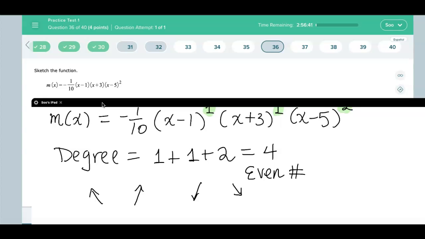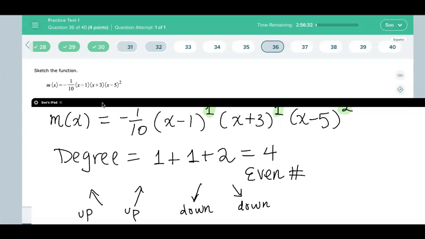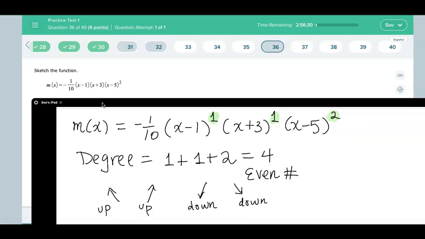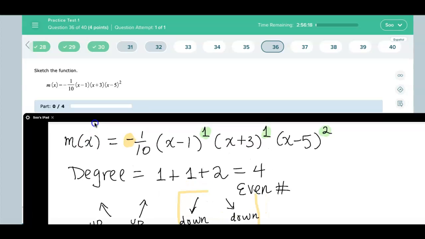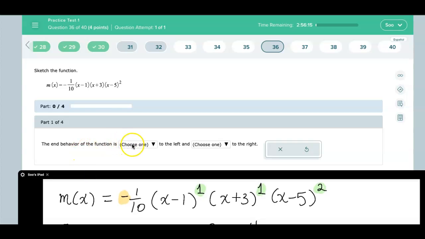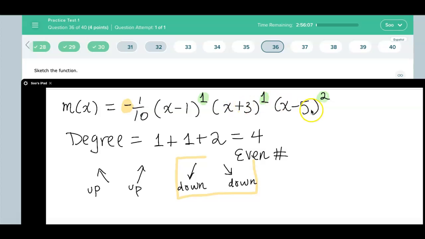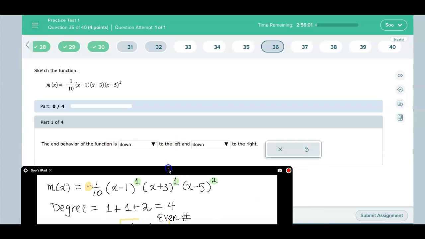Which one is it going to be? Will it be up, up, or down, down? Either this or that. But if you take a look at the leading coefficient, who is a negative number, because of the negative leading coefficient, this polynomial will have an end behavior of down, down. So let me go ahead and click on that. The end behavior of the function is down to the left or falls to the left and down to the right. Because the degree was even and the leading coefficient was negative. Next one.